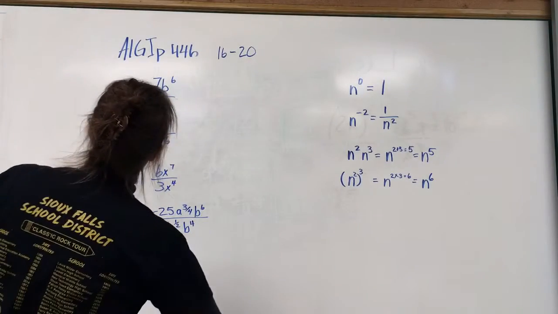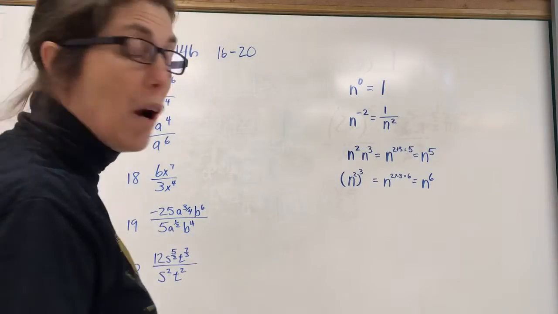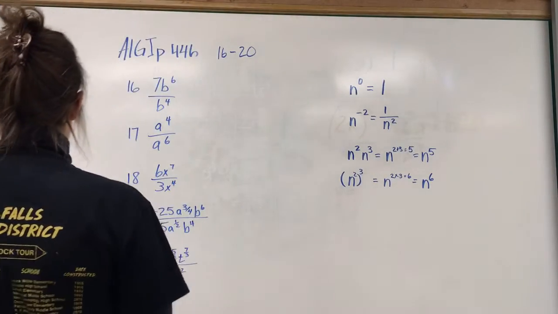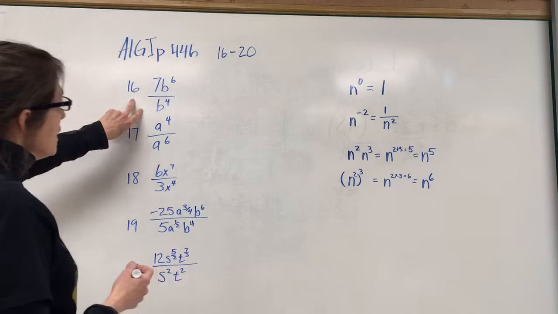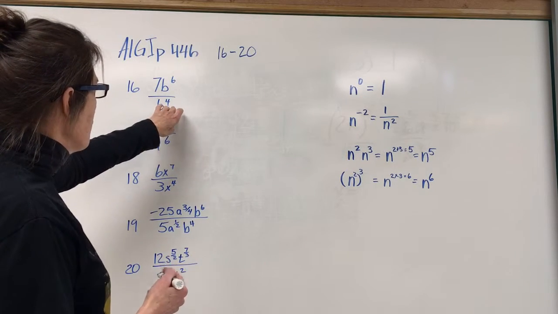Okay, we are on algebra, page 446. We're going to do 16 through 20. With that, here's 16: 7b to the 6th over b to the 4th.